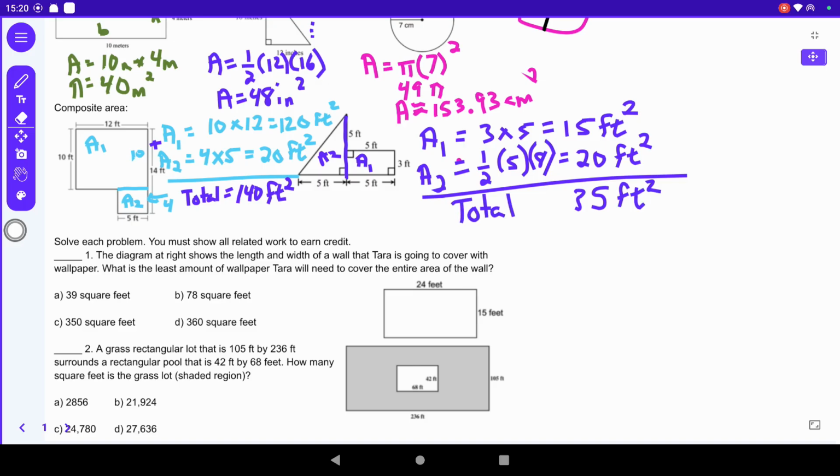Go ahead and solve the rest of these. The first few are multiple choice. There are a couple that are not. Just remember when you're doing the triangle that your base and height need to meet at right angles.